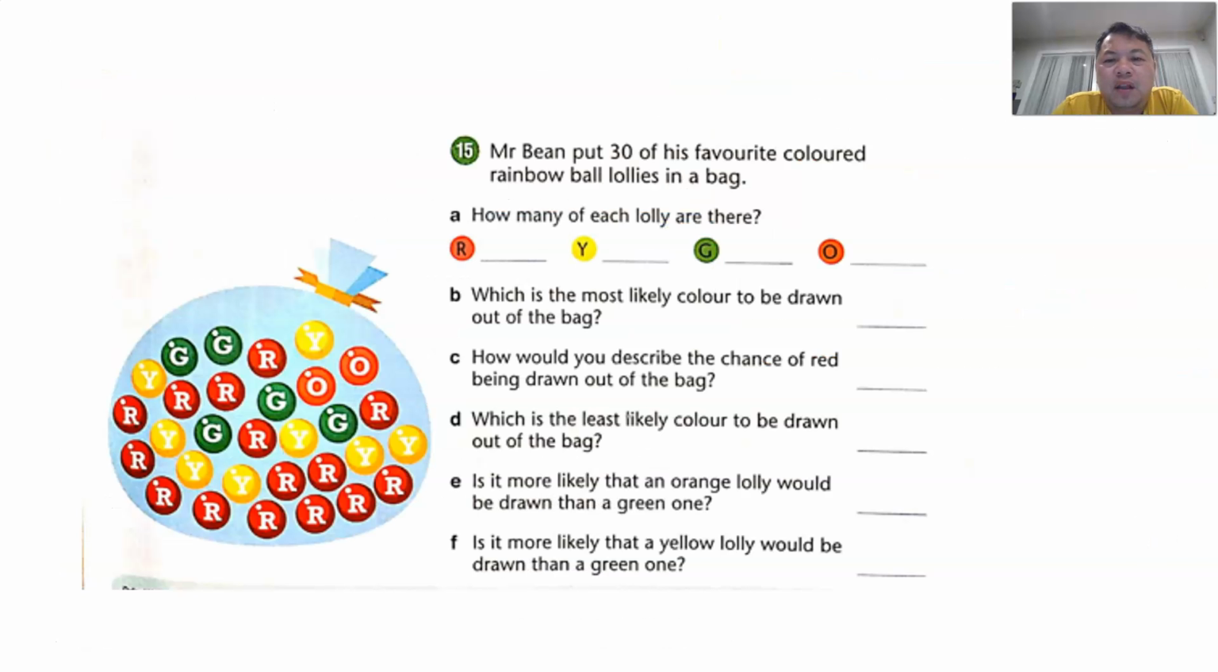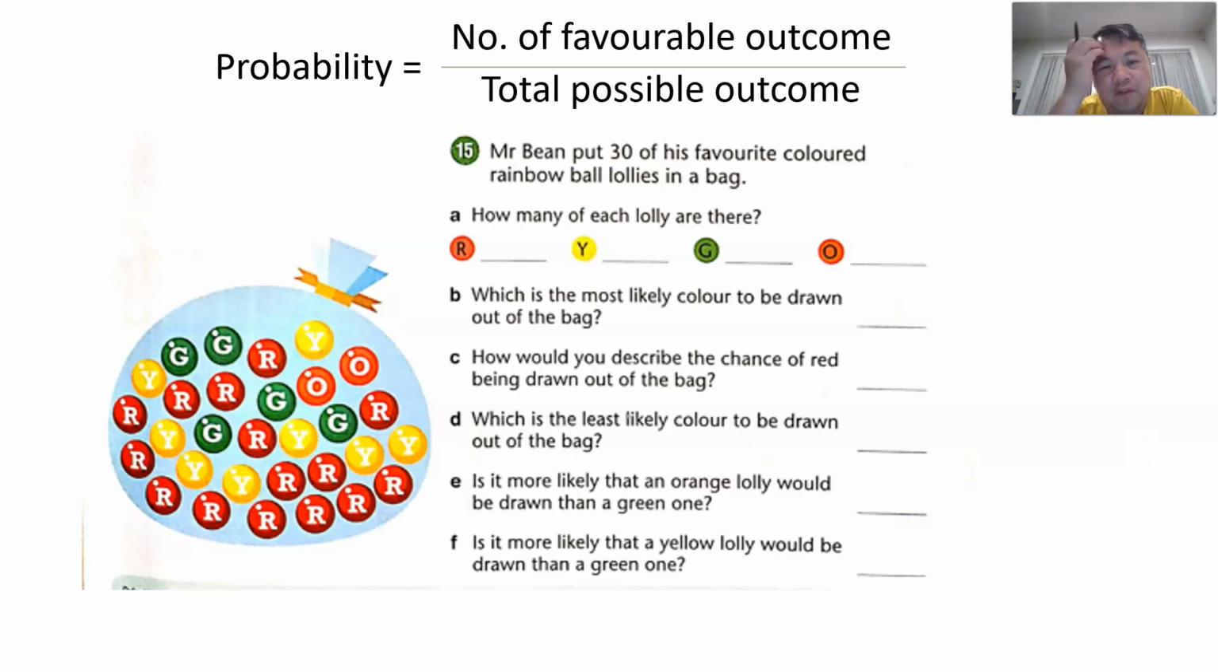The next part, again, we're talking about probability here. Remember the formula. So 30 lollies in the bag. That is talking about the 30 possible outcomes already, isn't it? So now, how many lollies are there in each bag? You have to count them and then put the scores here. And then from here, what is the most likely color to be drawn out of the bag? So the one that has the highest chance. Again, answer this question, and when I'm back, I'll go through the answers with you.